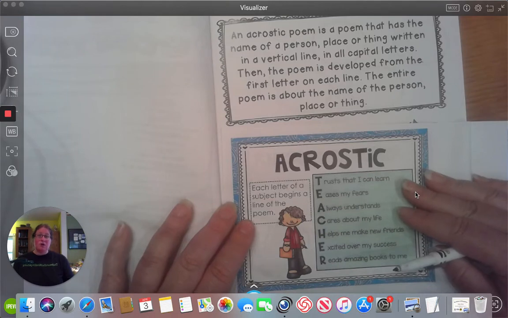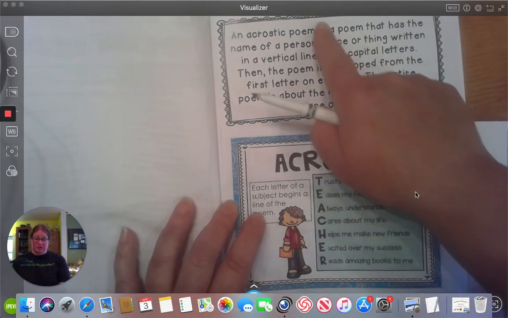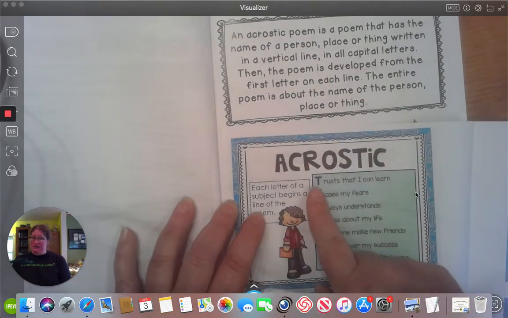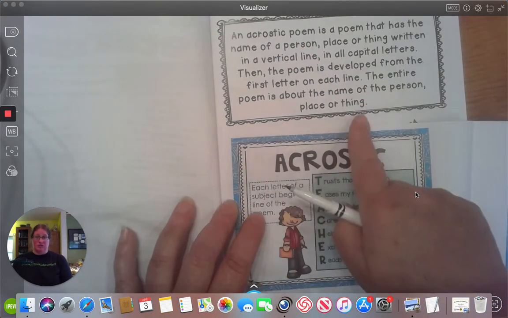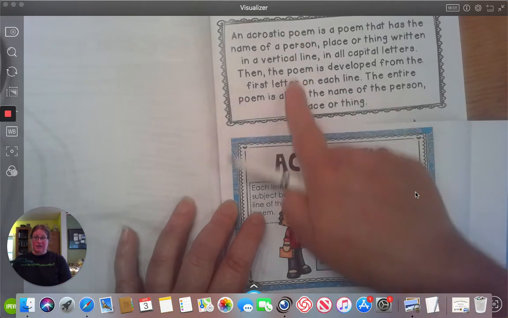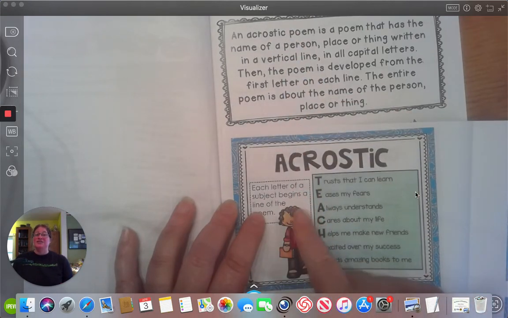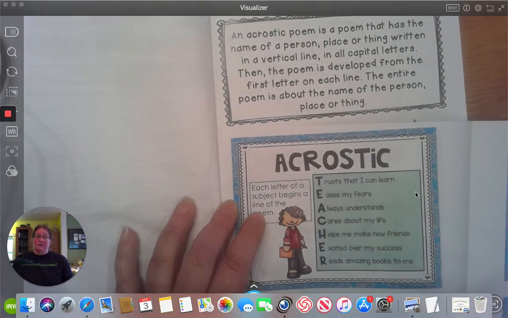An acrostic poem is a poem that has the name of a person, a place, or a thing written on a vertical line. And remember, vertical is going up and down, not side to side. So an acrostic poem is going to be written in this direction. And it is written in all capital letters. Then the poem is developed from the first letter on each line. The entire poem is about the name of the person, the place, or the thing.